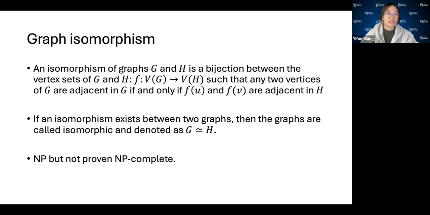If an isomorphism exists between two graphs, we say that these graphs are isomorphic. An important note is that graph isomorphism belongs to the class NP, but it has not been proven to be NP-complete.